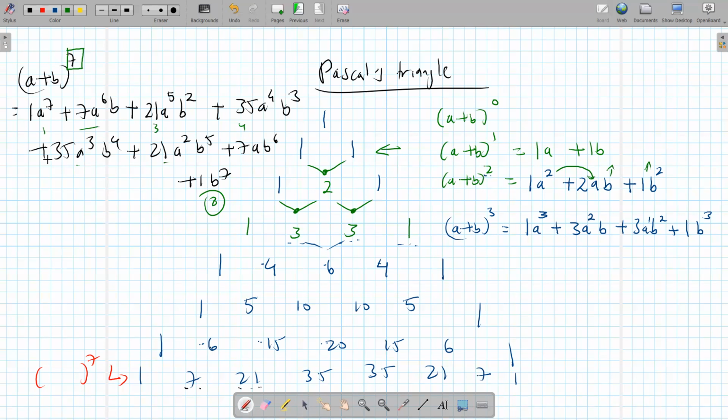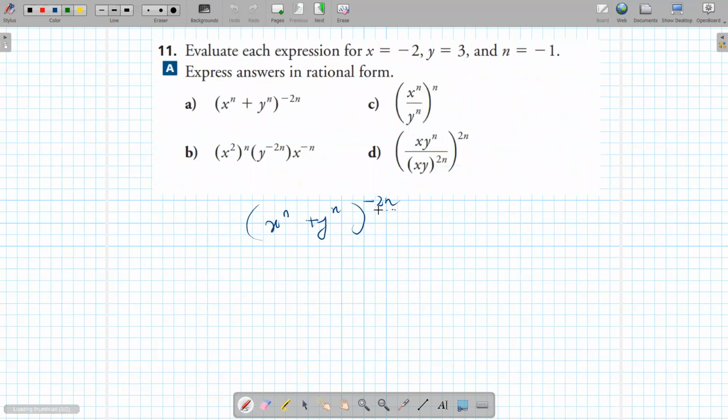Pascal's triangle. Anyways, why are we talking about this? Because this thing, you can't open the brackets, because it's to the power of a variable. You can only open the brackets if it is a whole number. If it was x plus y to the, I don't know, 3 halves or something, you're screwed. Can't open that bracket either.